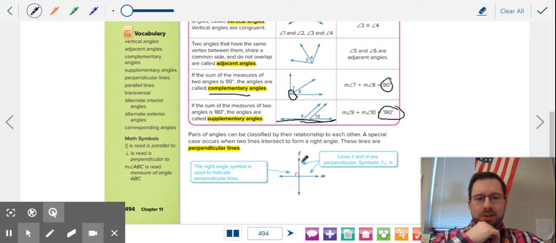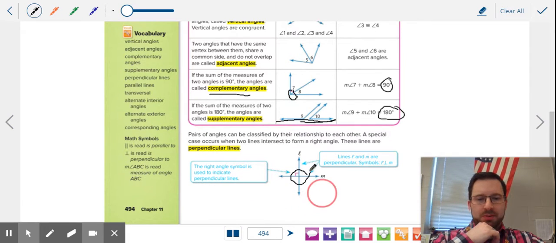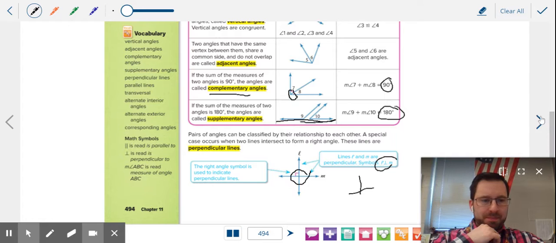You also have perpendicular lines where two lines intersect and make right angles. All four of these angles are right. We use this symbol over here. It's like an upside down T. I didn't draw it very straight. When we talk about lines, you use cursive letters. This is line L and M. Lines L and M are perpendicular.